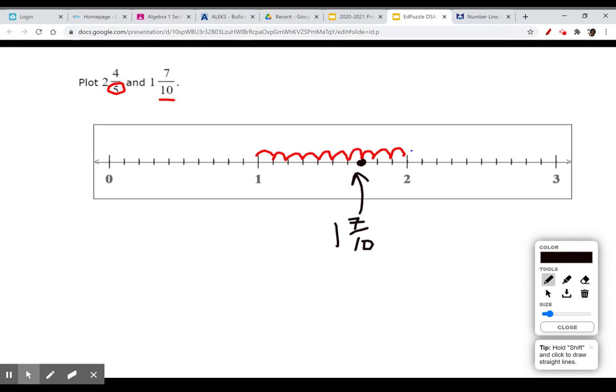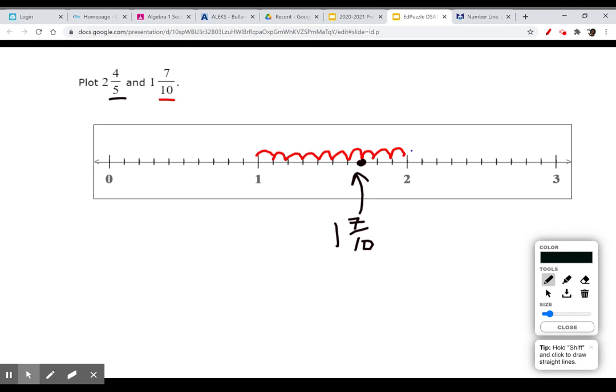Now to plot 2 and 4/5, let's just make sure we can really see that fifths part, right? That's what we're looking for. I'm going to have to go ahead and break this up into fifths. Now, what's nice is that these numbers are multiples of each other, 5 and 10. In fact, if I divide 10 by 2, I get to 5. So that's exactly what I'm going to do. Instead of counting by 1s, I'm going to count by 2s, so I can break that up into 5 parts.